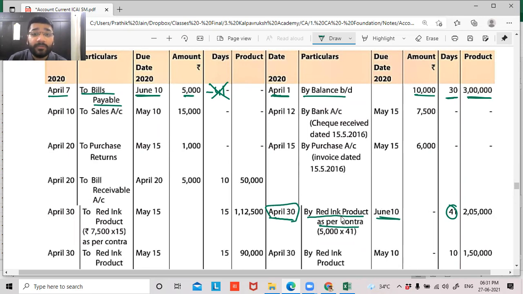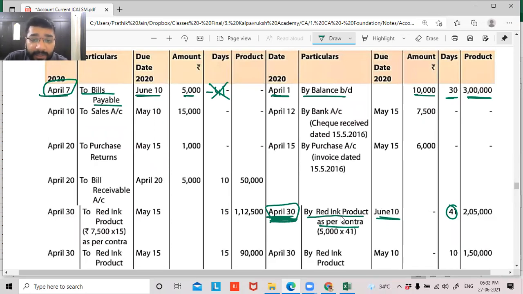Please be very careful here. If you look at the transaction date here, guys, it is the account current statement date. And if you see the transaction date here, it is different. Sorry, here, April 7th it is. Are you clear? Don't take April 7th as the transaction date. It will be April 30. Whenever you write by reading product or to reading product, the transaction date will always be on 30th of April. That is the account current statement date.